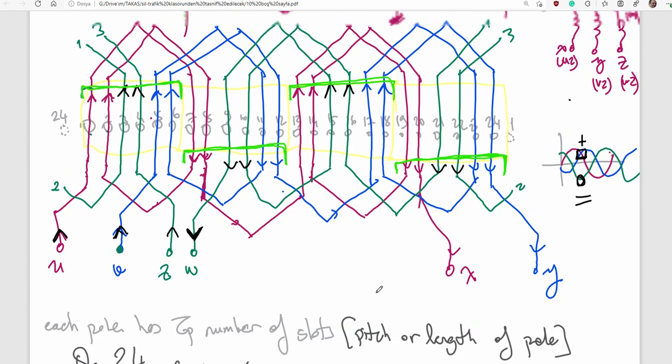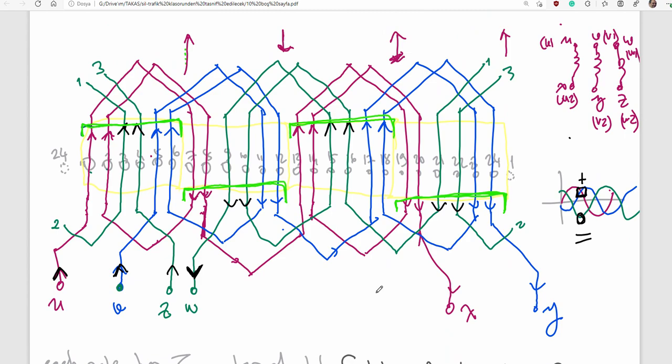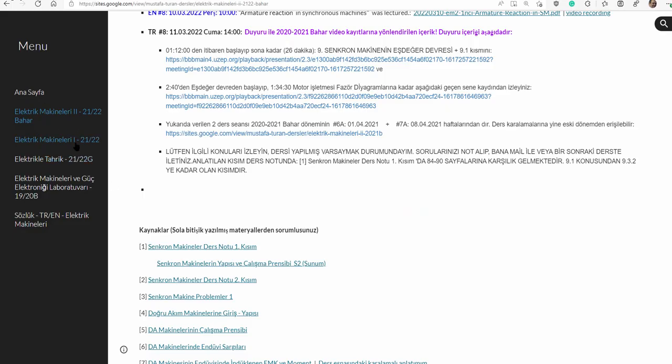Now, ladies and gentlemen, if you apply three-phase electric current to such a coil, we will produce a rotating magnetic field. We have explained this in induction machine theory. Please, you can find the video. I have uploaded the system in the electric machinery course 1. You can easily find it somewhere here.